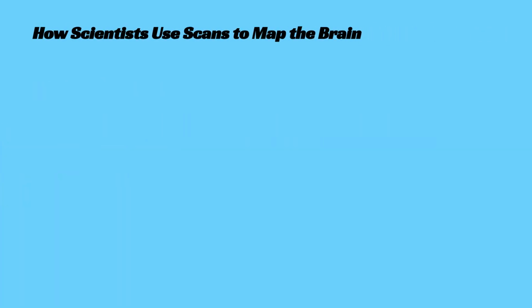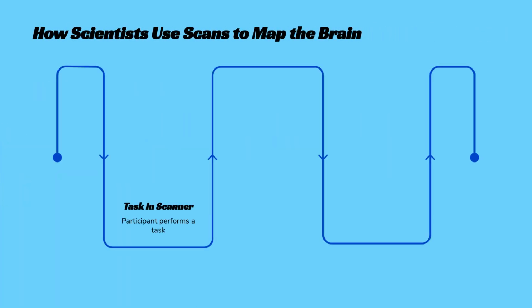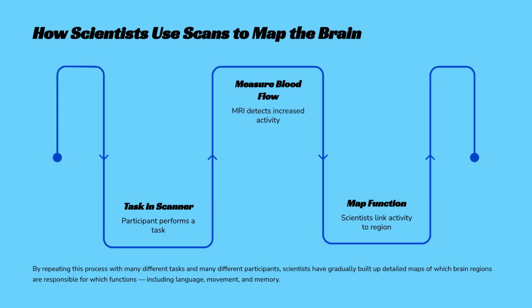Scientists use fMRI by having participants perform a task in the scanner. The scanner measures increased blood flow and activity in certain regions. Scientists then link this activity to the region, allowing them to map functions like language and movement in the brain.